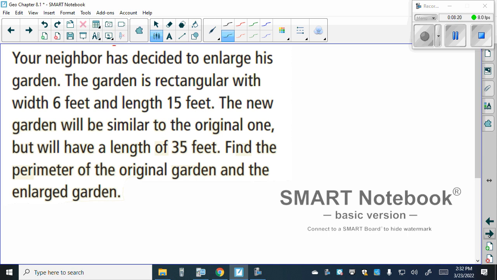Your neighbor has decided to enlarge his garden. The garden is rectangular, with a width of 6 and a length of 15. The new garden is similar. Okay, so it's also a rectangle, but it will have a length of... Find the perimeter of the original garden and the enlarged garden.